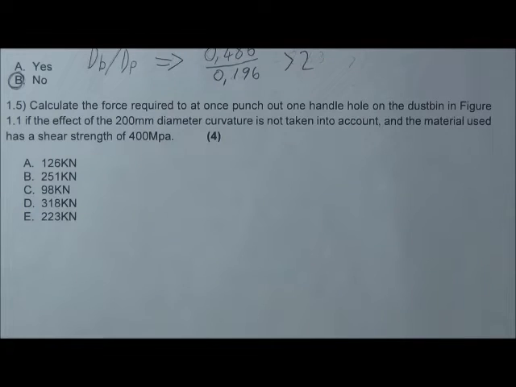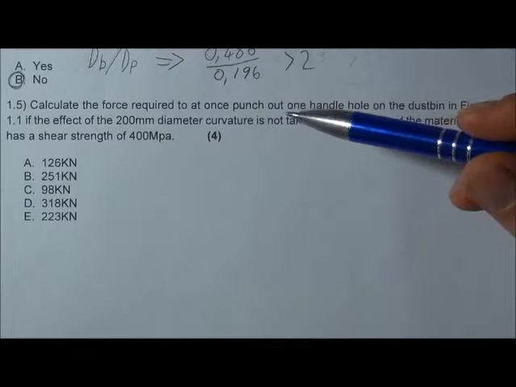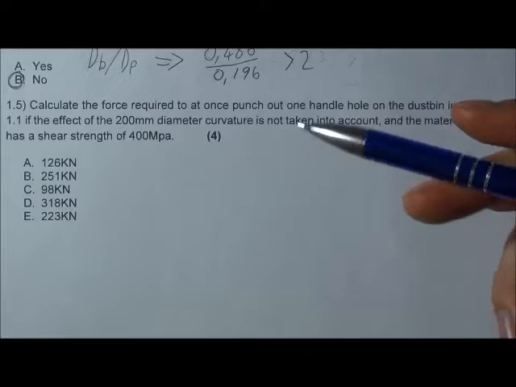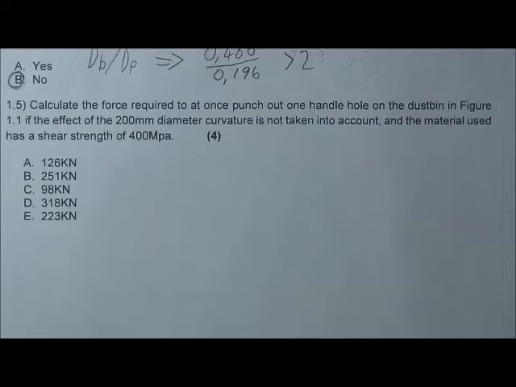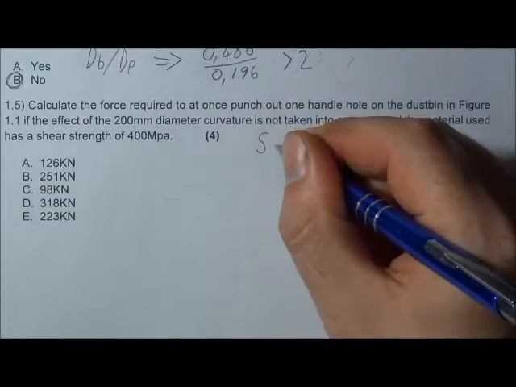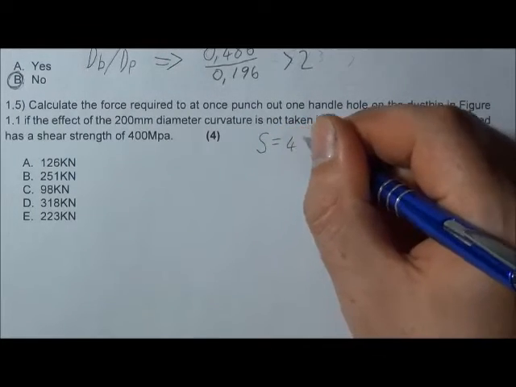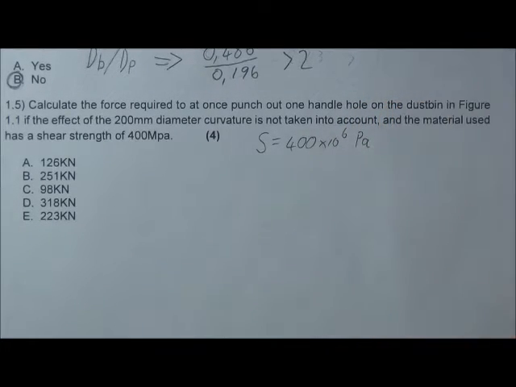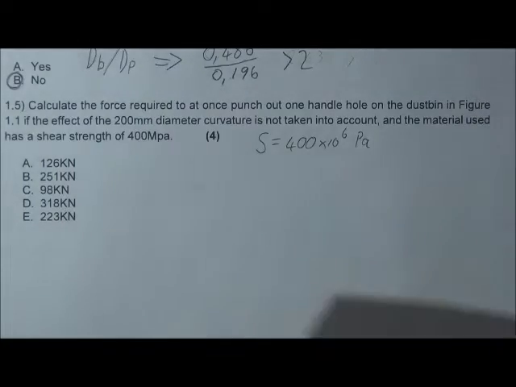So, question 1.5. Calculate the force required to at once punch out the handle hole in the dustbin in figure 1.1 if the effect of the 200 mm diameter curvature is not taken into account and the material used has a shear strength of 400 MPa. Shear strength is 400 times 10 to the 6 pascals. So if we go back to the question, I'm just going to bring that up again.